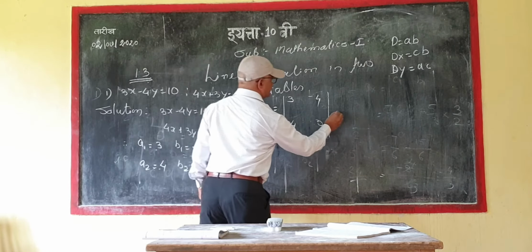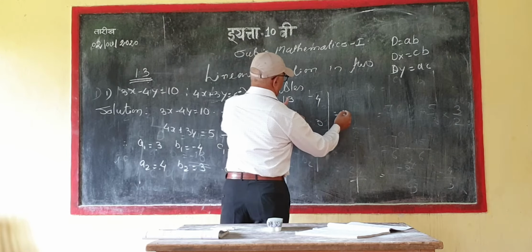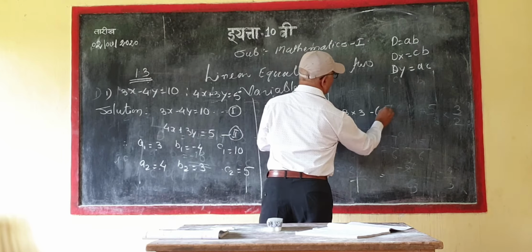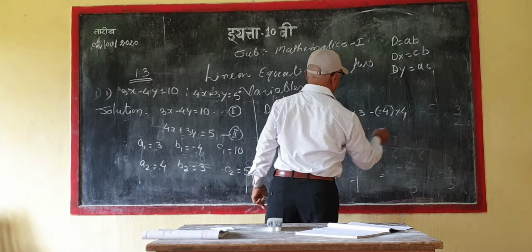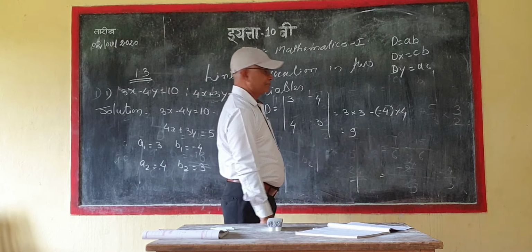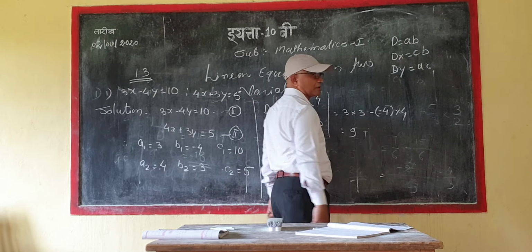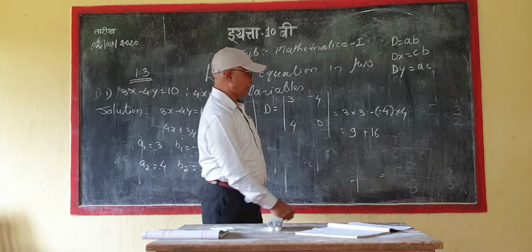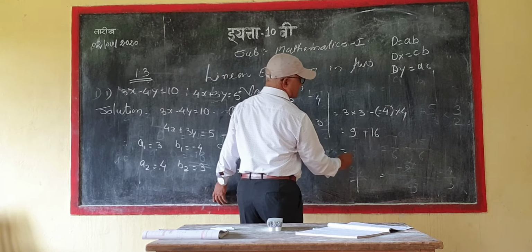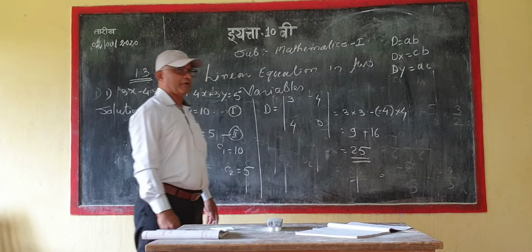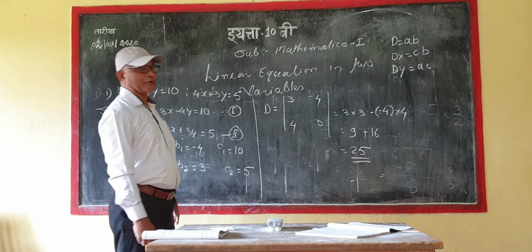is equal to cross multiplication 3 into 3 minus 4 into 4. 3 3s are 9 minus minus plus 4 4s are 16 is equal to 9 plus 16 is equal to 25. The value of d is 25.